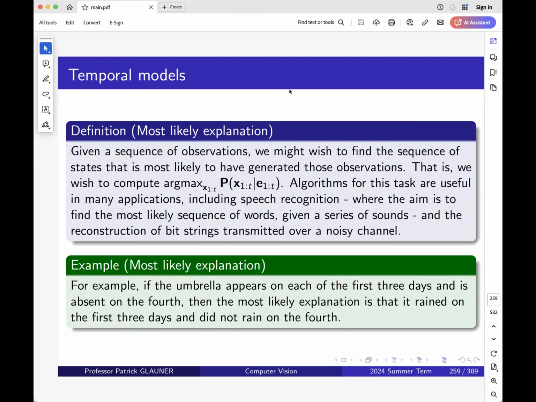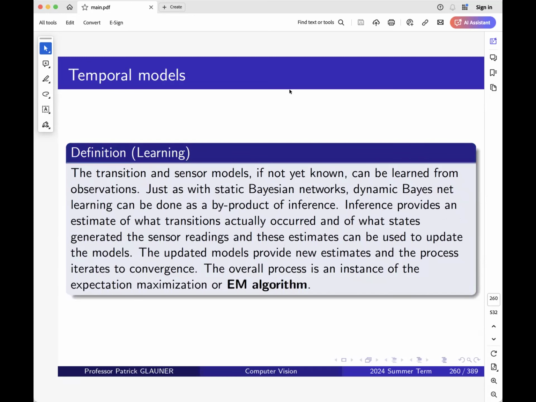In addition to those 4 tasks, there's one more task which we call learning, because in some settings you may actually not know the transition and sensor models. We have always assumed now that we have the transition and the sensor models. In our umbrella and rain example, these were the conditional distributions for which we have these 2 tables. Those are the transition and sensor models. But in some settings, you may not know them, and you can also learn them from observations.